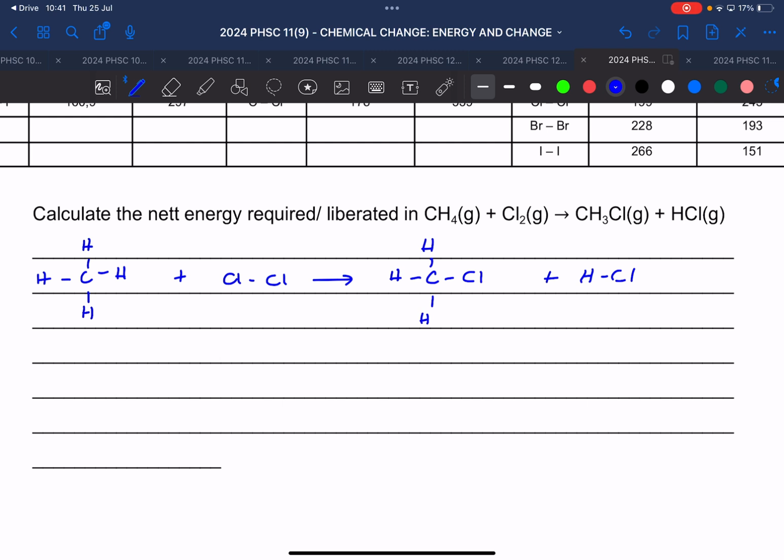Okay, right, so let's see what changed. From here to here, what changed? We saw this bond broke and this bond formed, right? And here, this bond broke to form that one. Okay, so I'm going to highlight 4 things. This and this broke up, and then this and this formed.